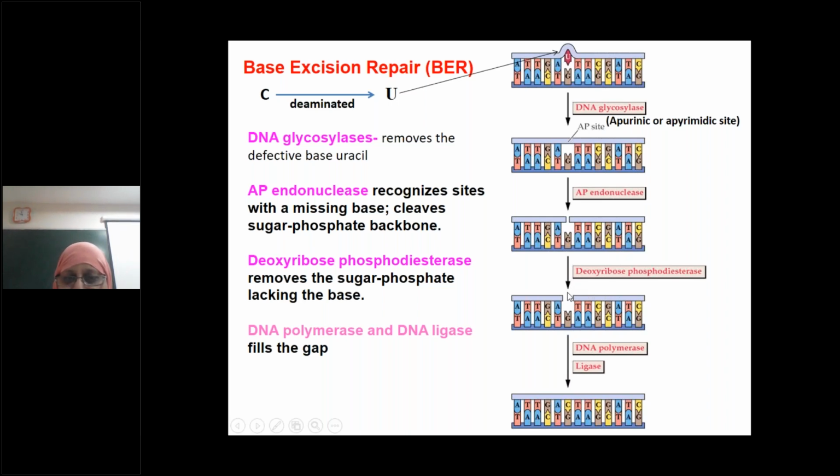Now there is a gap. The DNA polymerase then comes into the picture. DNA polymerase will fill up the gap with the correct base, and then ligase will reseal the gap. This is how base excision repair takes place.